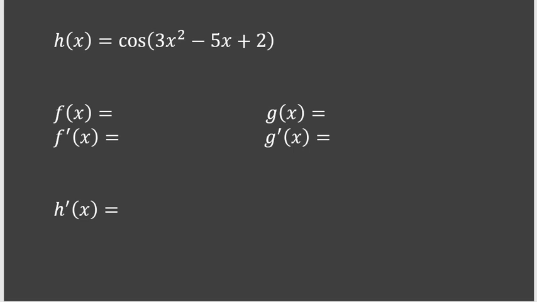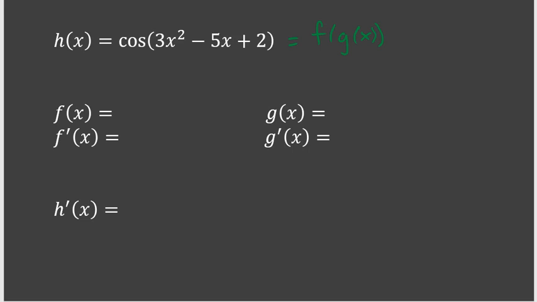So the first problem we have here, h of x is equal to the cosine of 3x squared minus 5x plus 2. What I'm going to do is take this composition and say that h here is the composition f of g of x. And I'm going to clearly label what are f and g of x. I'm going to differentiate each of those separately, and then take the corresponding pieces and plug them into the formula for chain rule.